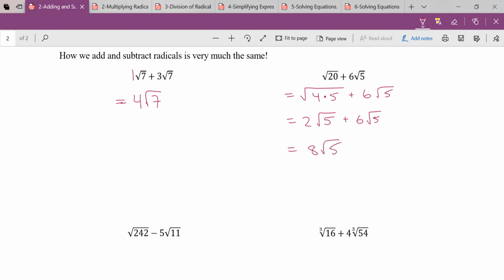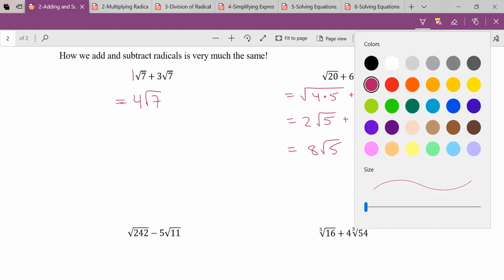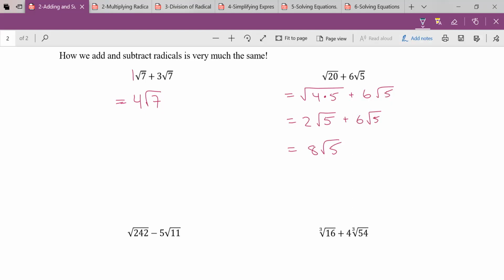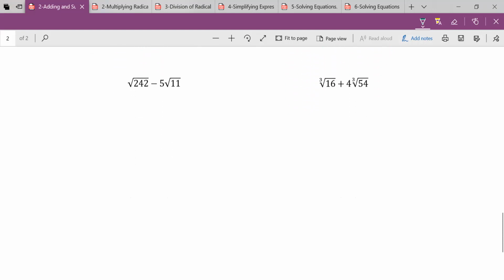There we go. So for us to add and subtract radicals, what has to be the same? The radicand must be the same. That's it, friends. So this is why turning things into mixed was so important in the last lesson. Right? Okay, let's try another one.